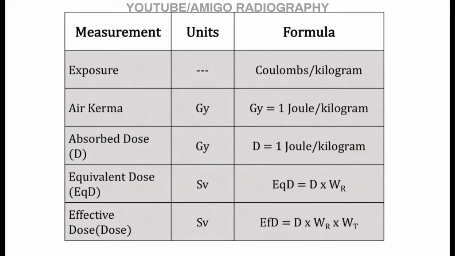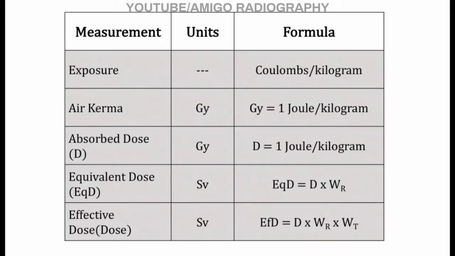Once we start moving into tissues or matter, another measurement that we're concerned with often is the absorbed dose, represented by the letter D. Absorbed dose is also represented by units of gray, and again, the absorbed dose, or the gray, is equal to 1 joule of energy divided by kilograms.